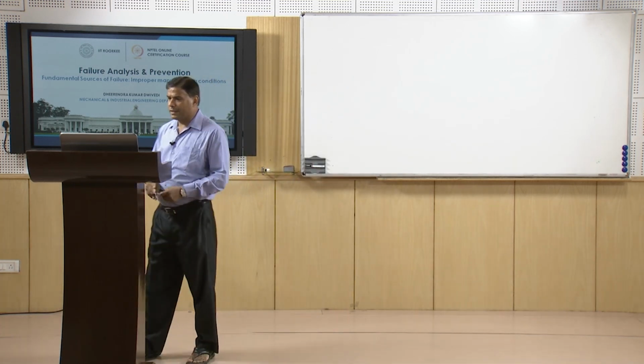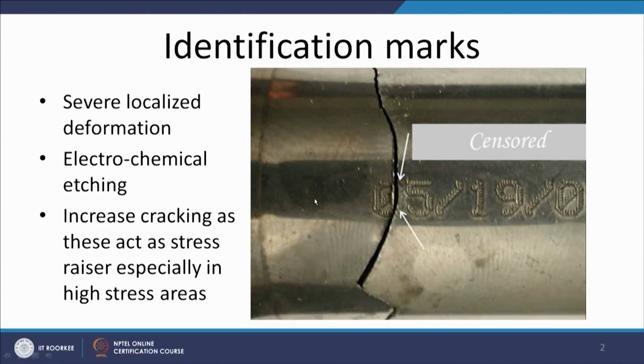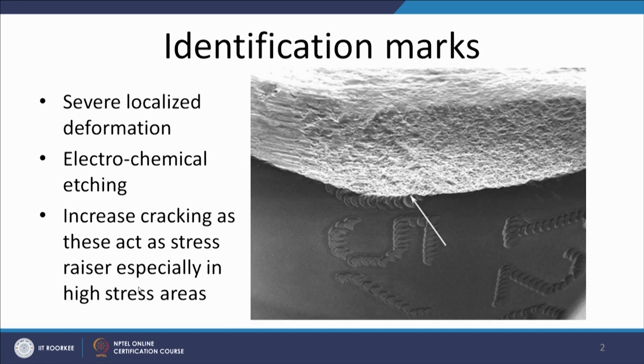So, that is what has been shown in this diagram also. Here what we can see is the shaft on which indentation marks were present in the form of the date on which it was manufactured, and at the periphery of this number we can see a site for the nucleation and growth of the crack. And this is how it works: severe localized deformation, electrochemical etching. These increase the stress concentration, especially where these letters have been made, and these will increase the actual stresses.